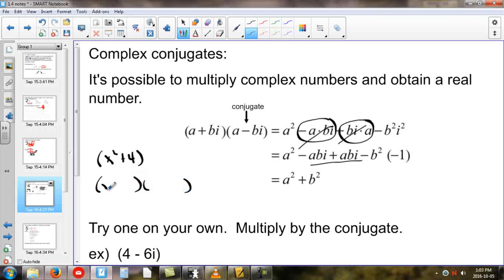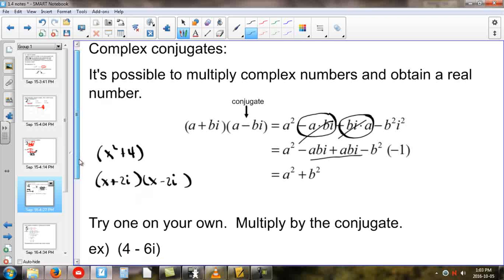This is a little bit of a sidestep, but x plus 2i and x minus 2i would FOIL to produce x squared plus 4. We always had difference of squares. Now a sum of squares can be factored, but only using imaginary numbers. And that's something we don't typically do.